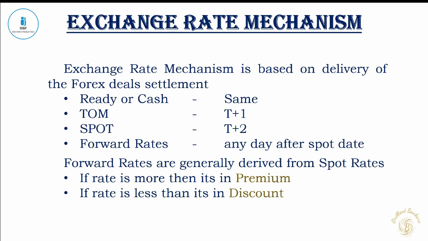Forward rates are generally derived from spot rates from the date of the trade. It's normally in premium or discount. So what is a forward rate? Forward rate, as explained earlier, is whenever settlement takes place after 2 days of the trade. It can be a month, it can be 3 months, it can be 6 months, or anything. In that condition, if the value of the currency goes up, the currency is in a premium. If the value of the currency comes down, the currency is in a discount.